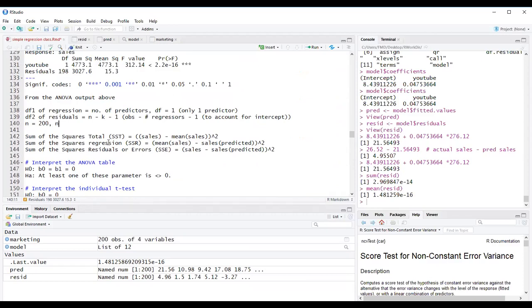So we have n minus k minus 1 is equal to 200 minus k, which is 1, your number of regressors, minus 1. That's for your intercept. Kasi i-predict din natin intercept and we lose one degree of freedom by predicting the intercept. So 198. So that's where you got this, guys, 198.